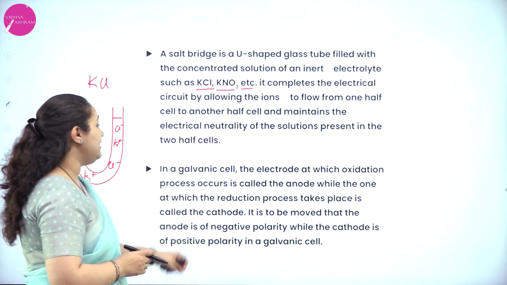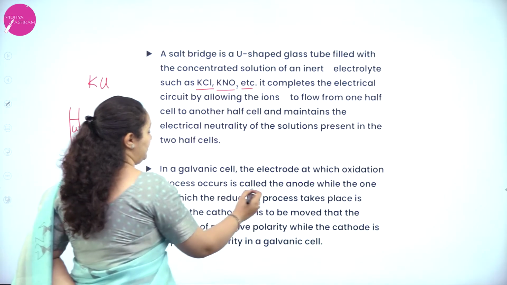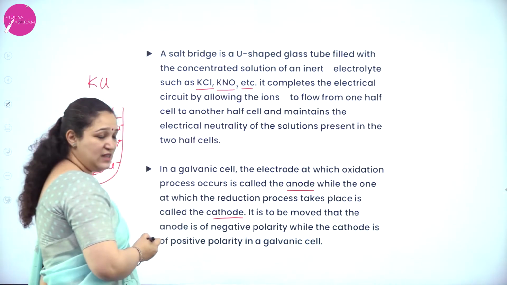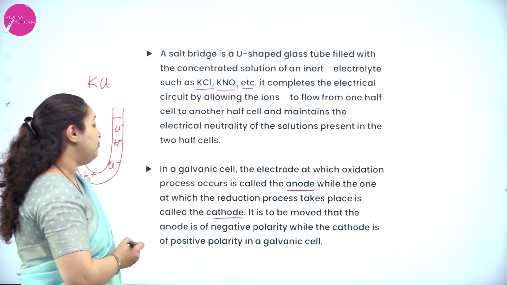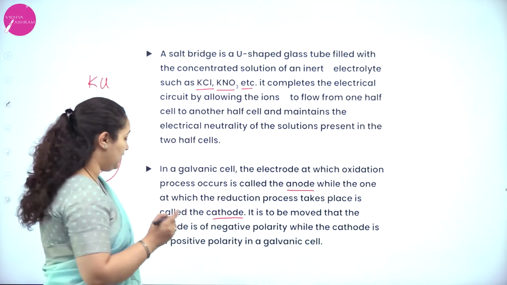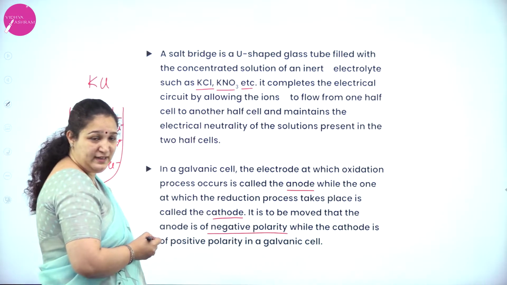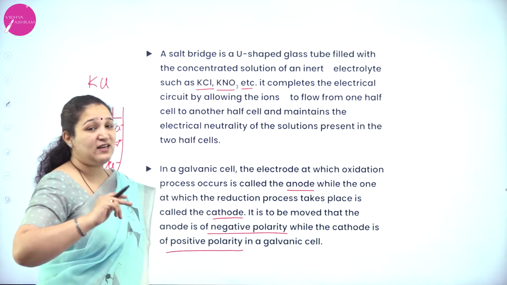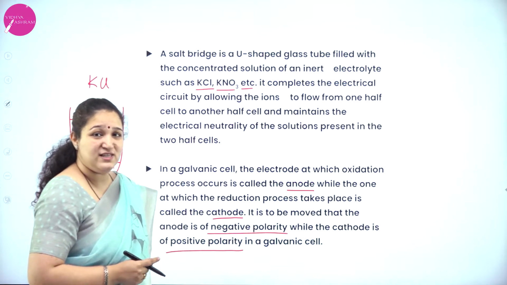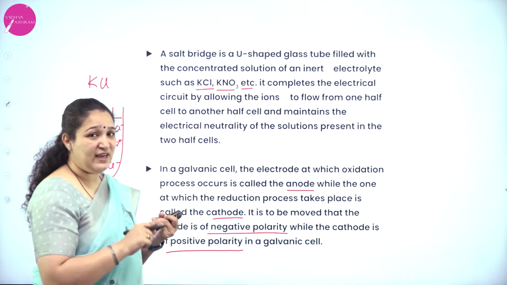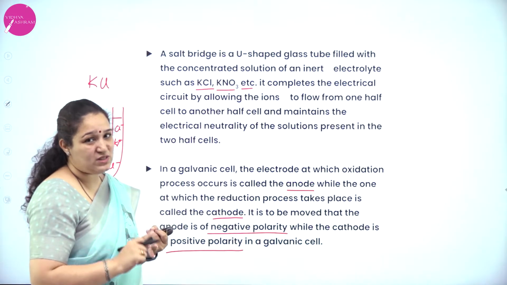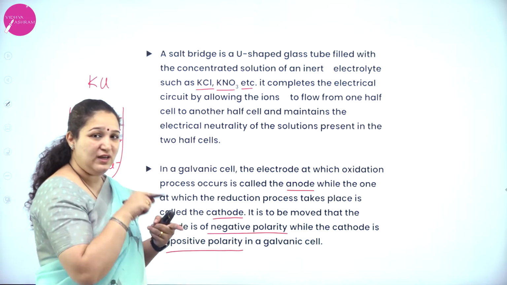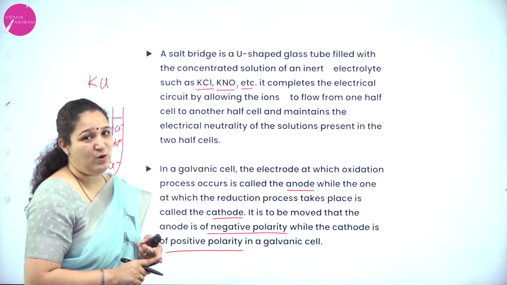Next, in a galvanic cell, the electrode at which oxidation takes place is called the anode, while the one at which the reduction process takes place, we call the cathode. It is to be noted that the anode has negative polarity and the cathode has positive polarity. It is exactly opposite of what we have already studied. So here the anode has negative polarity and the cathode has positive polarity, because from the anode the electrons start moving, so it becomes the negative electrode and the cathode becomes the positive electrode.